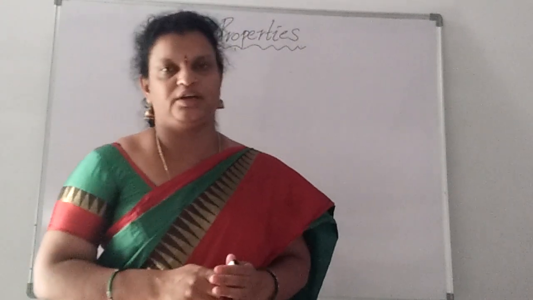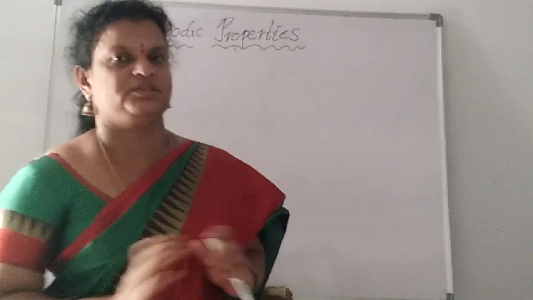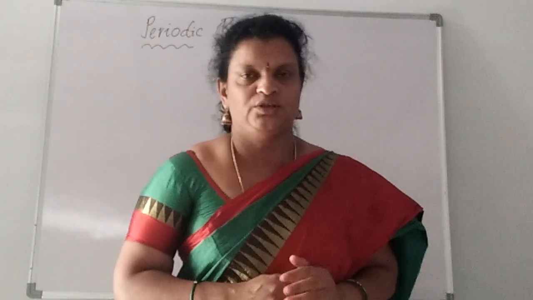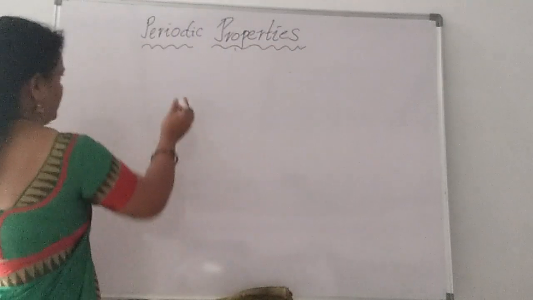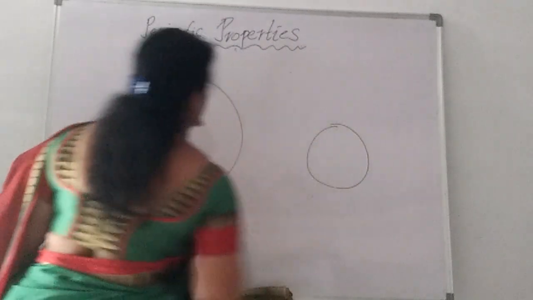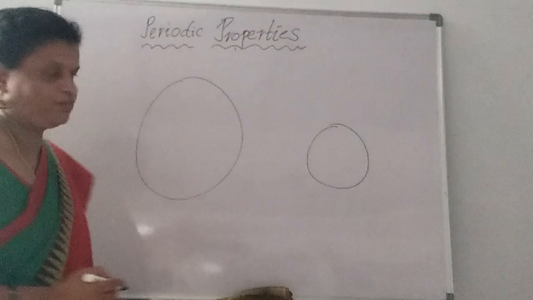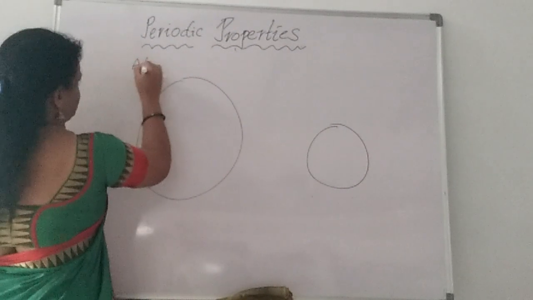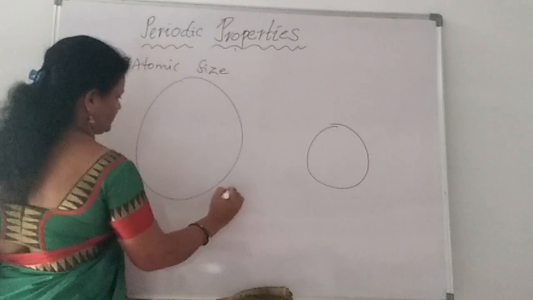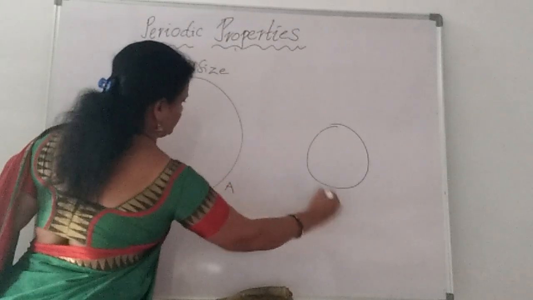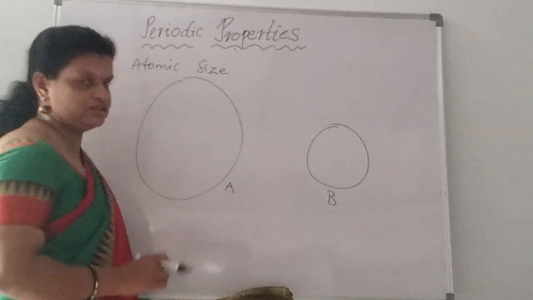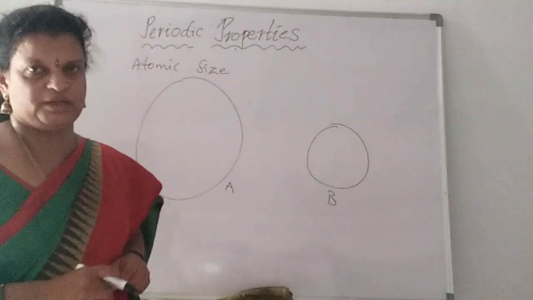But before going to that, I want to compare all these properties together so that we can remember them easily. Here I am taking two elements. The first element I am calling A, the second element I am calling B. The atomic size of element A is very large compared with B.